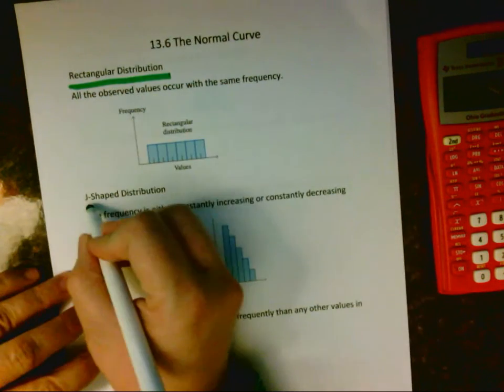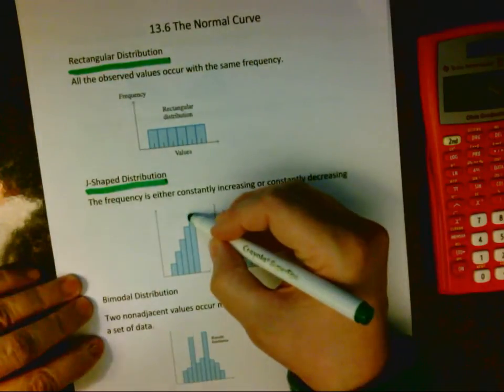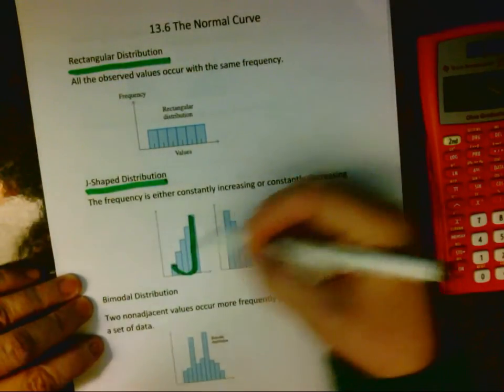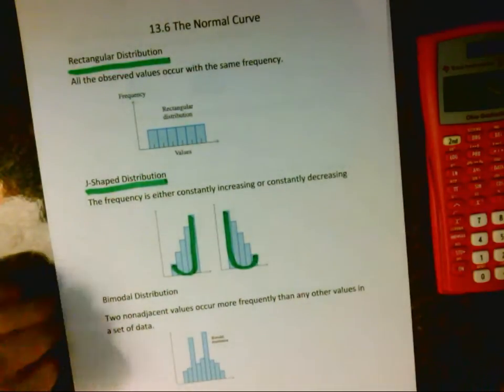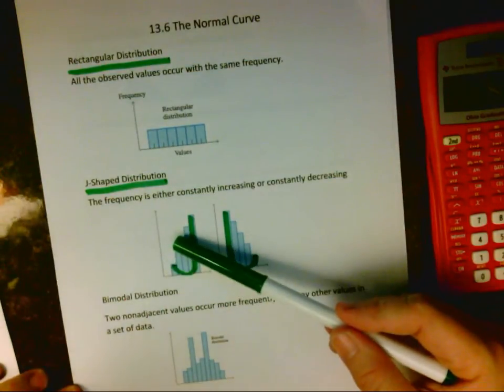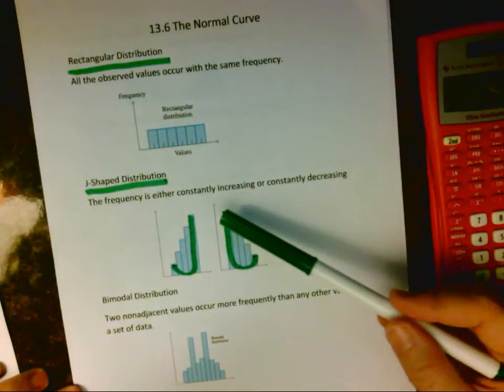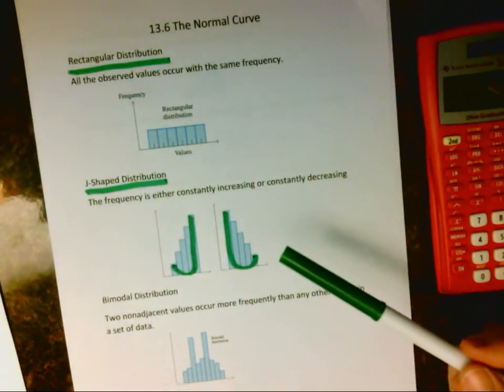The second type of distribution is called a J-shaped distribution, and you can see how they named it a J shape. This is for those of us who are dyslexic. There's another J, right? The frequency is either constantly increasing, notice it's going up at the same rate, or constantly decreasing, going down at the same rate. And it forms a J distribution.